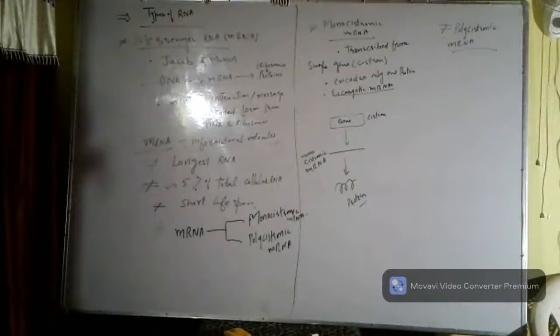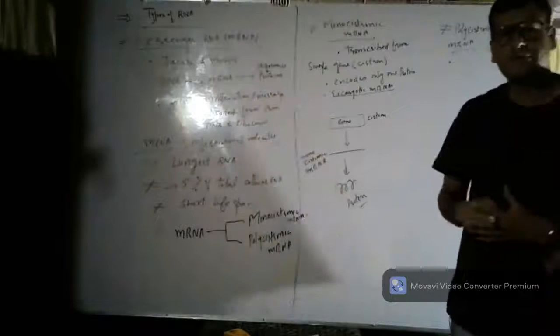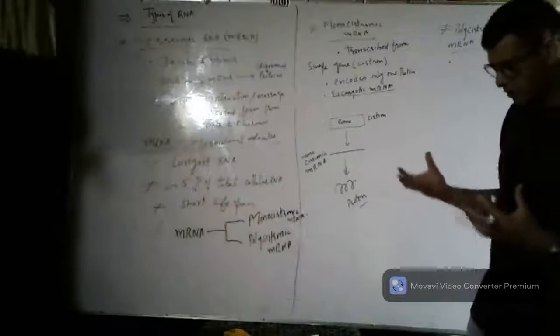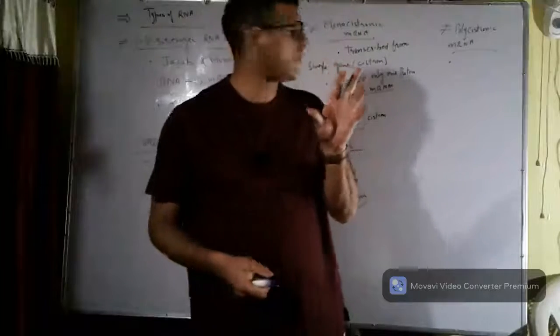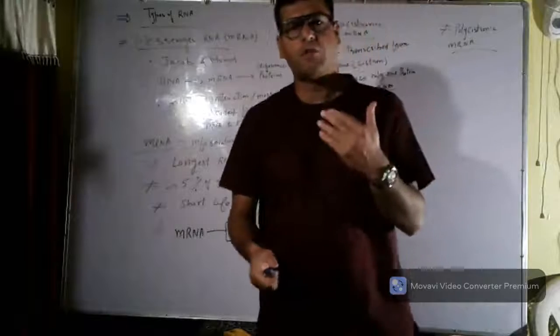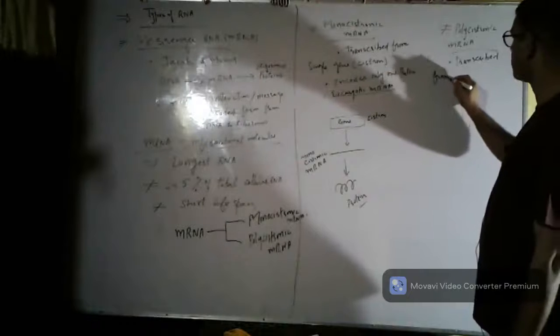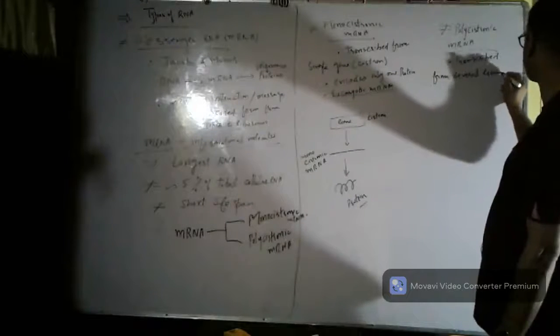So we have another type, which is called polycistronic mRNA. Polycistronic mRNA encodes several proteins. And this polycistronic mRNA is transcribed from several cistrons, from several genes. So we use the term polycistronic: poly means many, cistron means gene. That means this polycistronic mRNA is transcribed from several genes or cistrons.